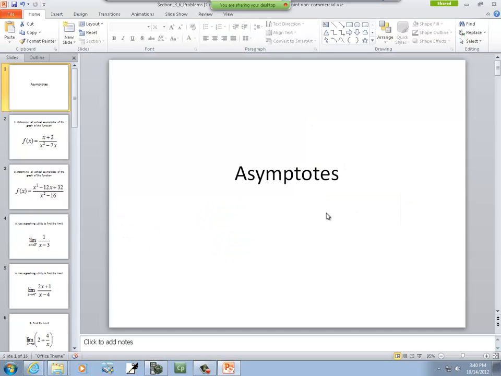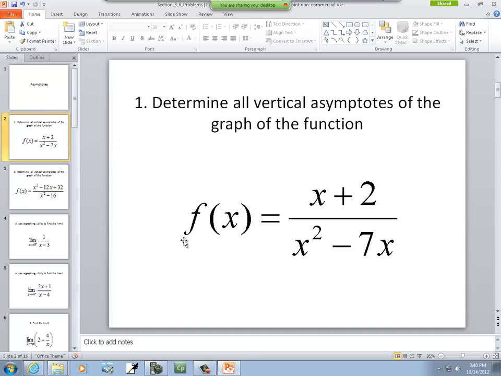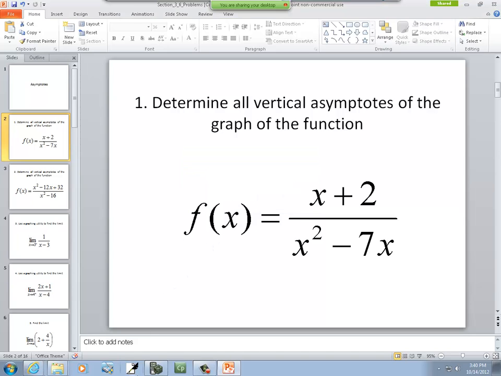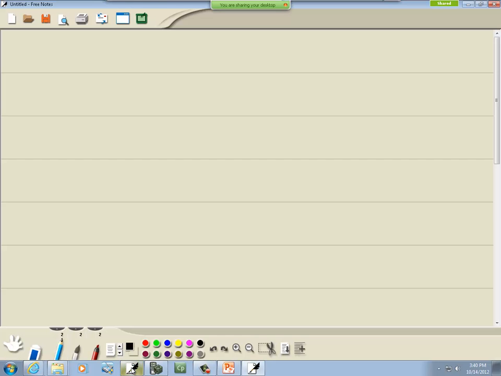Let's take a look at asymptotes. And let's look at our first problem, assuming I had my tablet up. Let me bring it up.